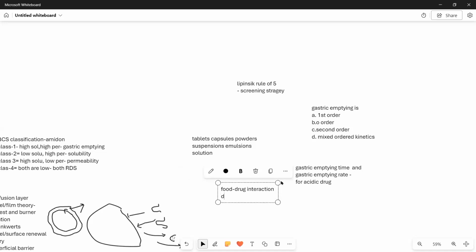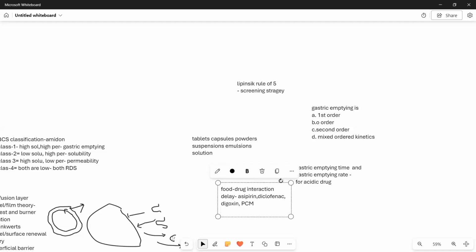So basically, first comes delayed absorption. Here come aspirin, diclofenac, digoxin and paracetamol, PCM. For these drugs with food, the absorption is delayed.